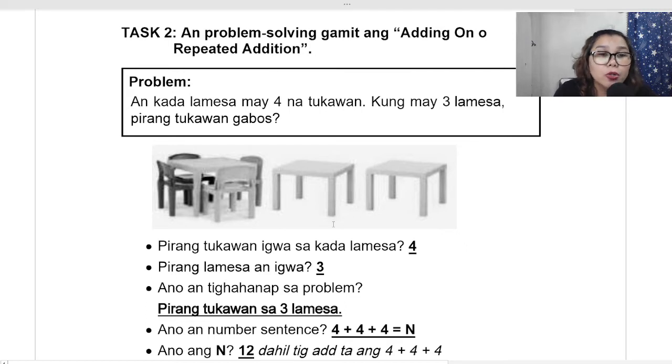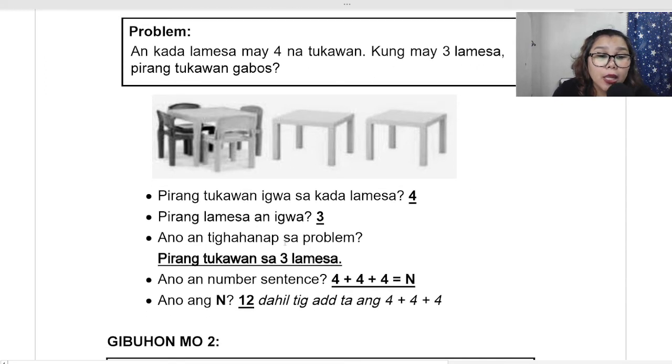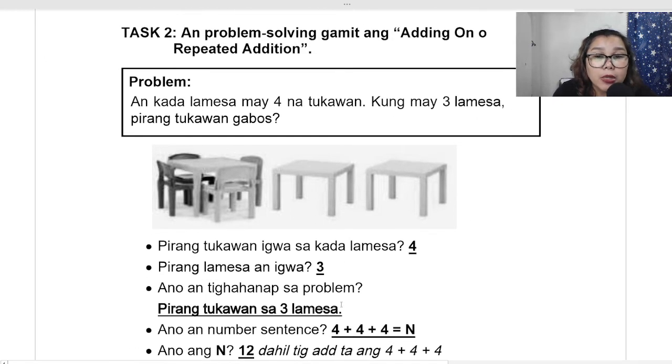Okay, you should understand each task so that when you answer, you can easily answer them. Okay? How many seats are there in each table? 4. So, 4 chairs. How many tables are there? 3 tables. So, from the illustration, what is being asked in the problem? How many seats in three tables. Or simply, this is the question. So, ayan, complete it. It's okay if you complete it. So, if there are three tables, how many seats in all?